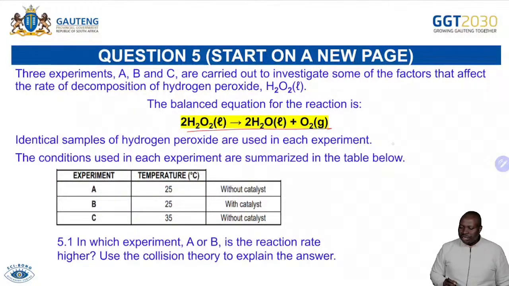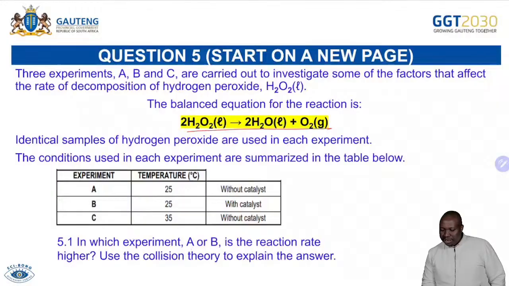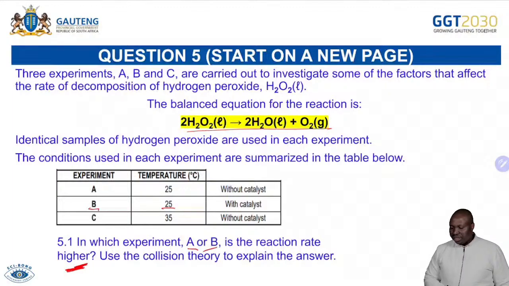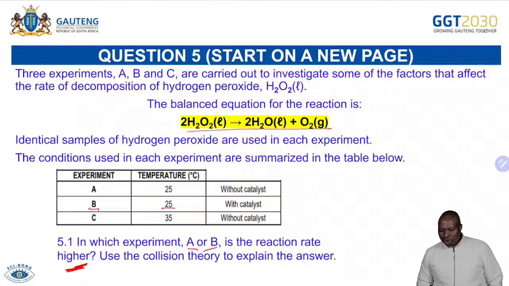Now let's look at the question itself. It's saying, in which experiment, A or B, so we're comparing between A and B, is the reaction rate higher? Which one will have the highest reaction rate between A and B? Let's look at the condition.